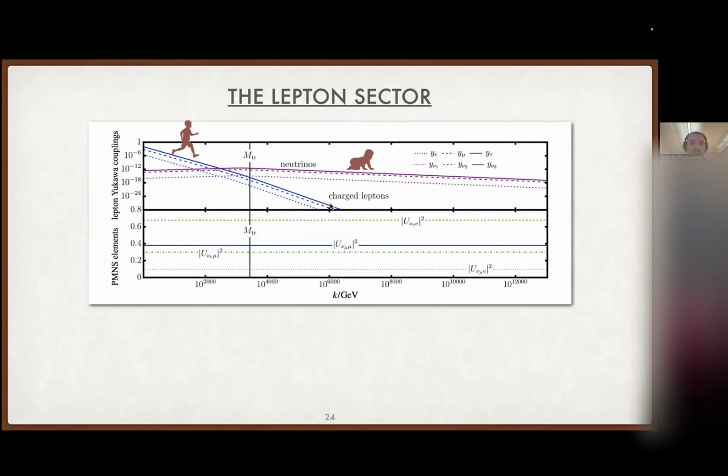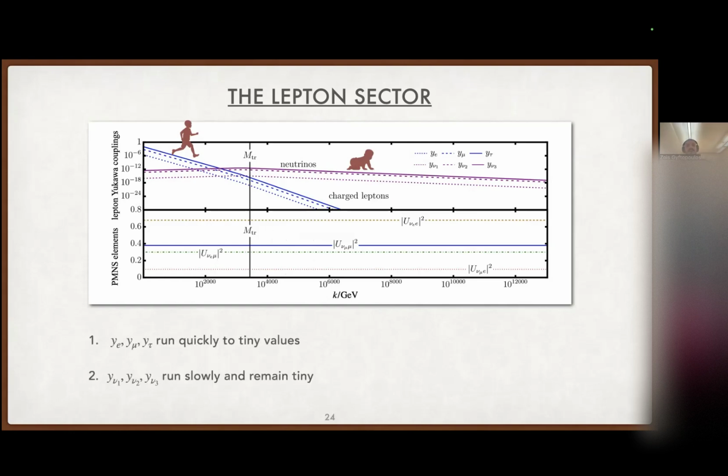Also, the charged leptons are growing throughout the flow, and they are relatively way faster than the neutrinos, but still they are remaining so small that effectively the whole flow of the PMNS matrix is so slow that even if you run for thousands of orders of magnitude, you see here that the PMNS elements are precisely frozen.